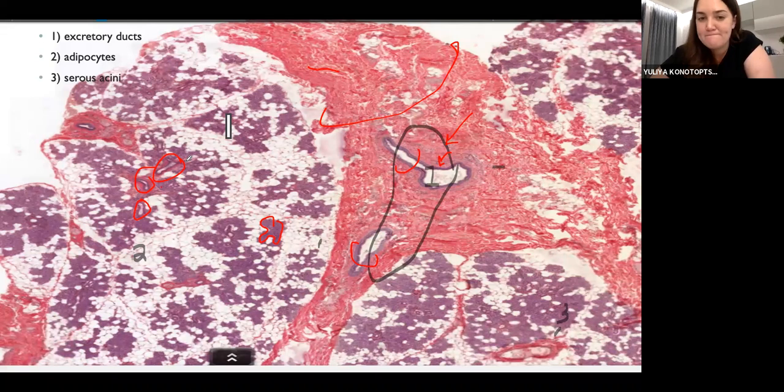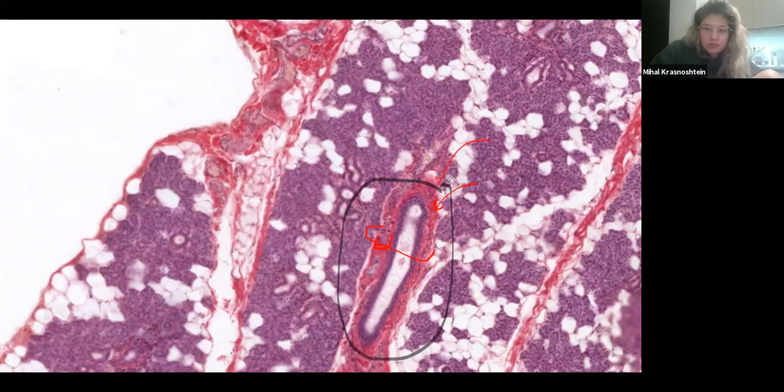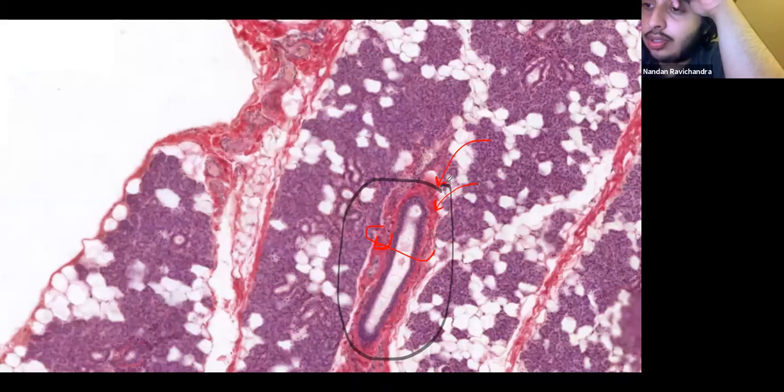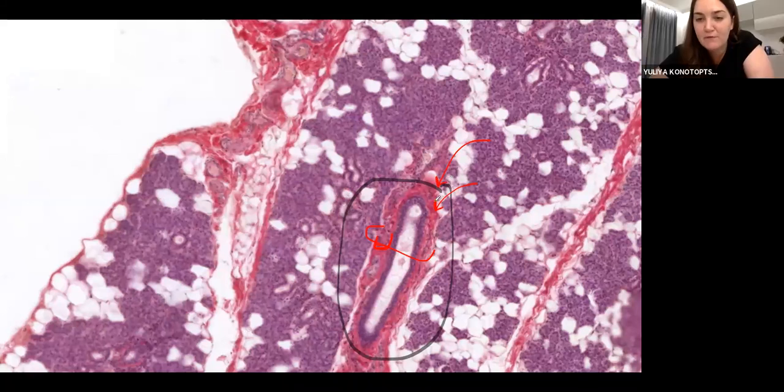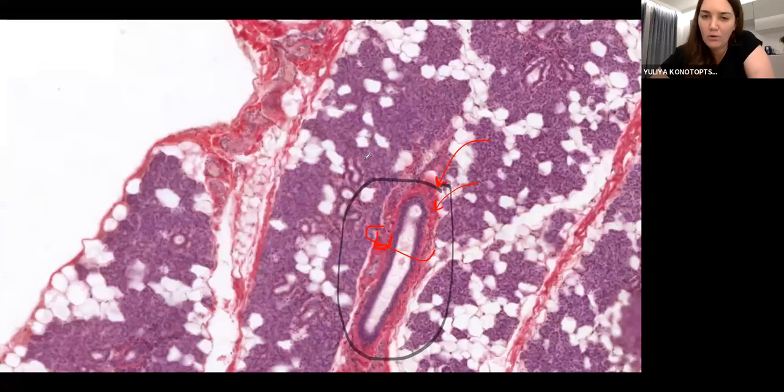Is it clear? So which one is this? Intralobular. So to make it simple for you, judge the amount of connective tissue. If connective tissue is present, it has to be an excretory duct. The only question is, is it intra or is it inter? If it is a little bit of connective tissue, it is intra. If it is lots of connective tissue, it is inter.